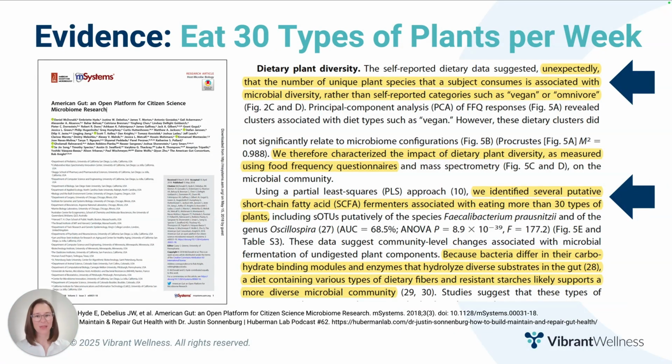And here's the evidence. According to the 2018 American Gut Project paper, eating 30 types of plants per week is associated with greater microbial diversity than self-reported categories such as being vegan or vegetarian. The authors used a partial least squares approach to identify several short-chain fatty acid fermenters associated with eating more than 30 types of plants. They went on to postulate that, quote, "because bacteria differ in their carbohydrate-binding molecules and enzymes that hydrolyze diverse substrates in the gut, a diet containing various types of dietary fibers and resistant starches likely supports a more diverse microbial community."